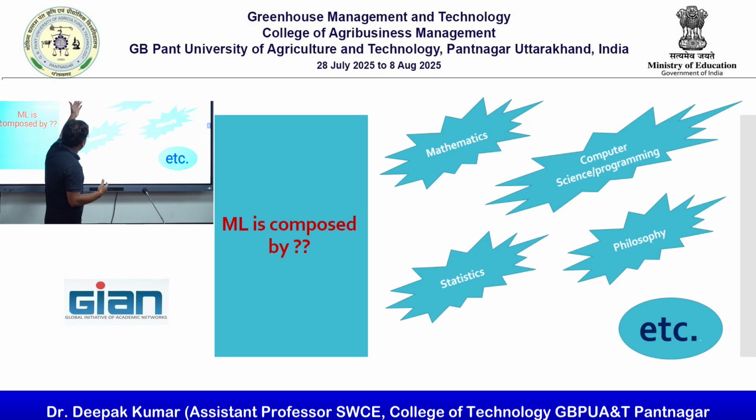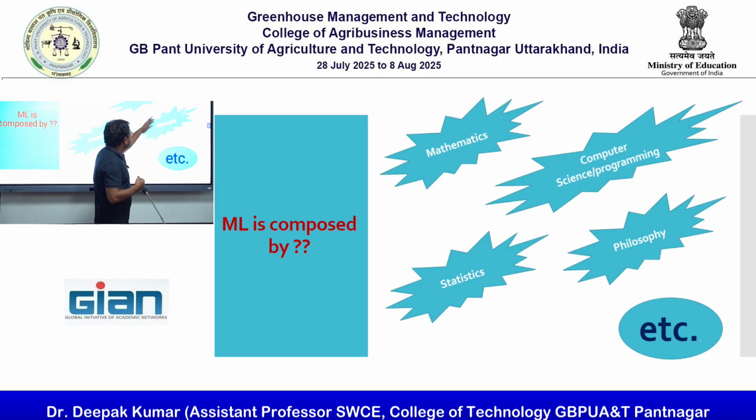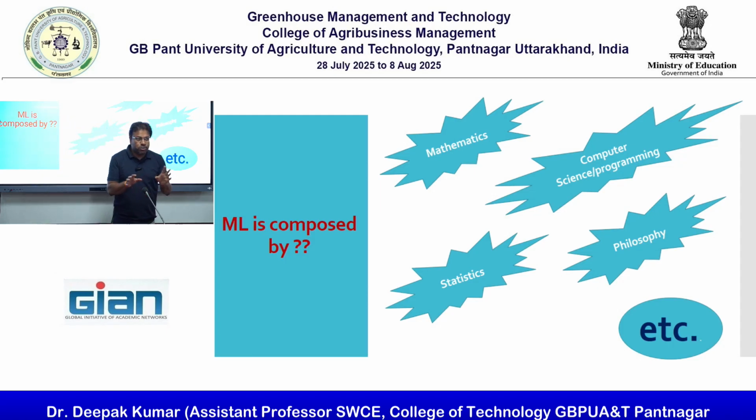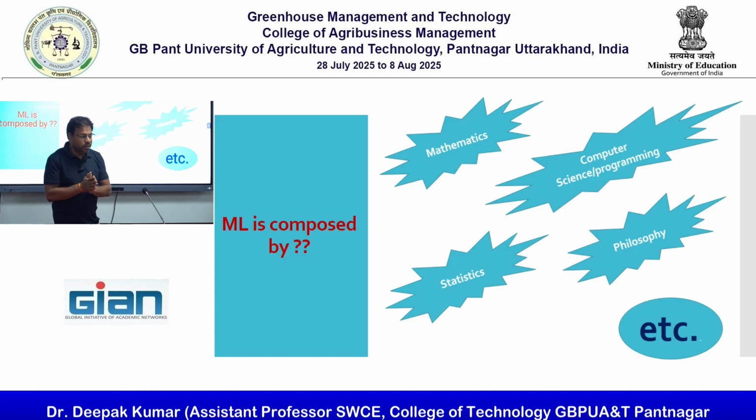We will do it by using the mathematics. We will do it by using the statistics. Some philosophy is there, and some computer science is there. Why is this philosophy there? To understand the philosophy, I will give an example. We will come later. There is an algorithm which is known as particle swarm optimization algorithm, PSO, generally it is called particle swarm.